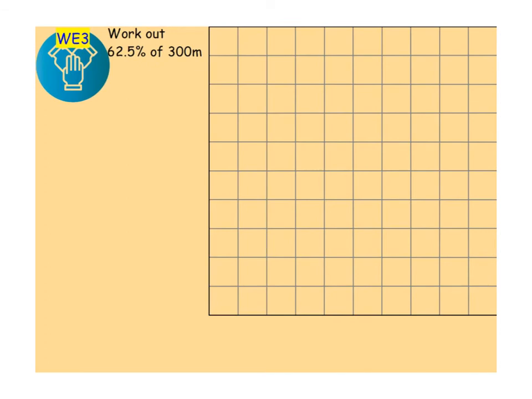Okay, worked example 3, 62.5% of 300 metres. Pause the video and have a go if you think you can, and then unpause it to see me doing it. Okay, hopefully you've had a go at that question. I'll start as I always start by writing down what 100% is, and in this question it's 300 metres. And this time we want 62.5%. I'll start off with those 5 columns, and I'll explain why I'm doing 5 in just a moment.